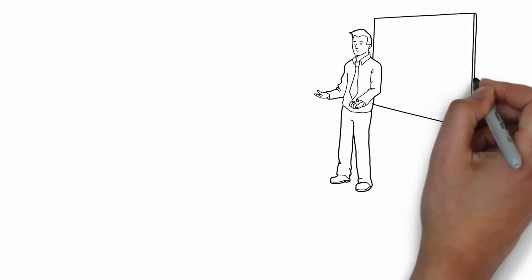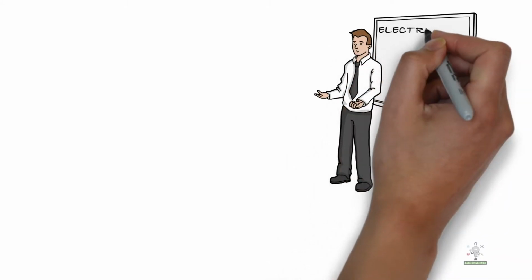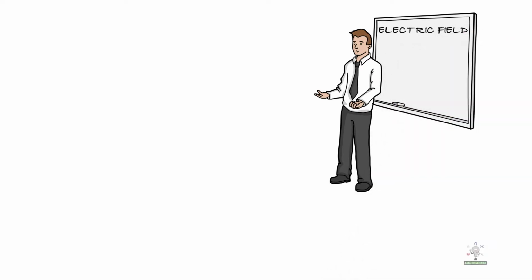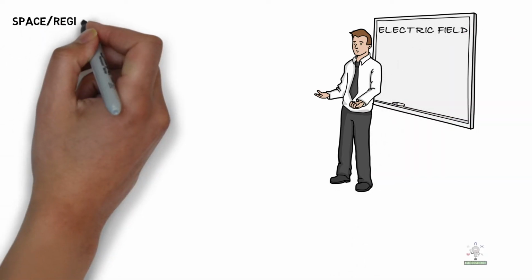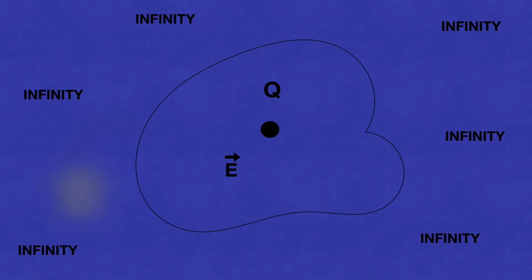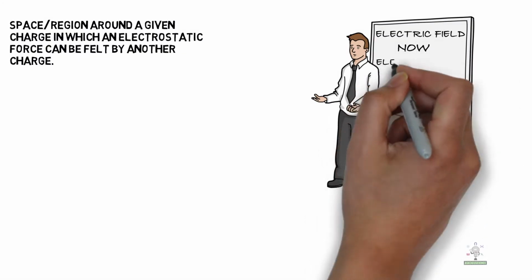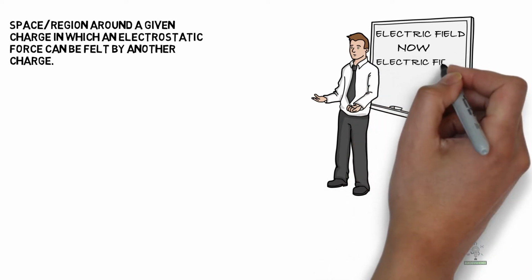Now let's jump into electric field. Actually, electric field gives a broader picture of two charges interacting with each other, or how a charge interacts in free space in its surrounding. Electric field is defined as a region or space around a charge in which an electrostatic force can be felt by another charge. Anything outside that electric field, the outer boundary, is infinity for that charge. It means at infinity from that charge, no force can be felt by a test charge if we keep a test charge outside the electric field.